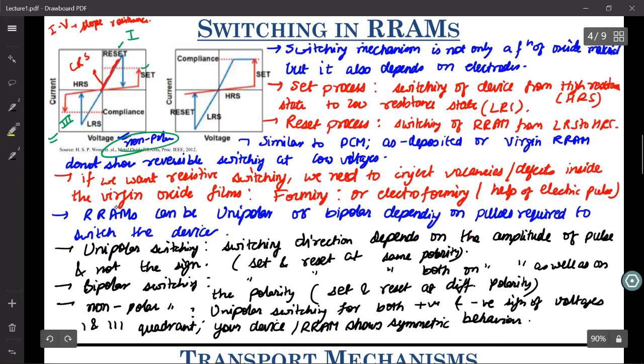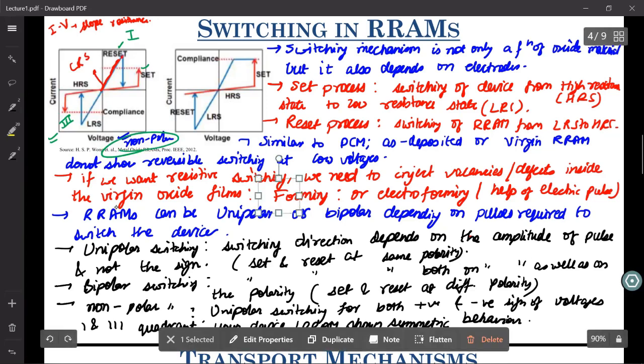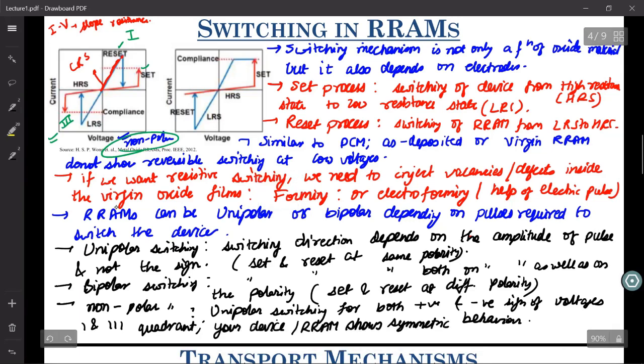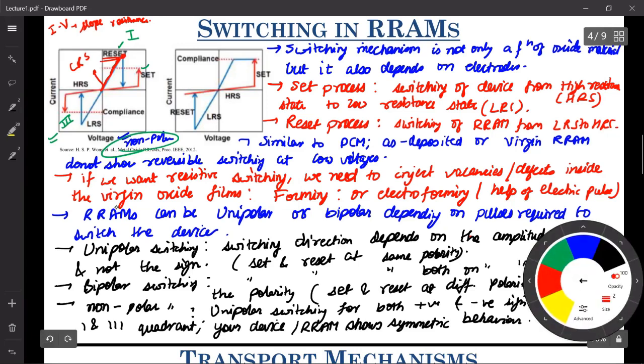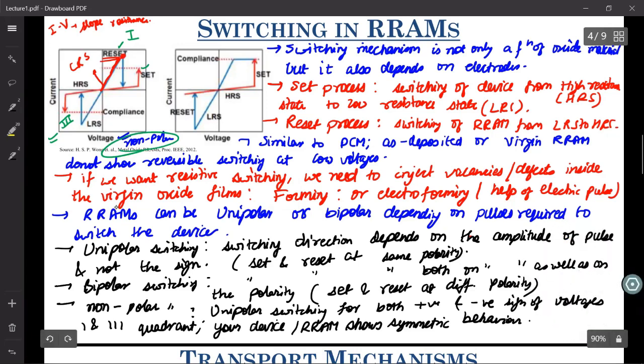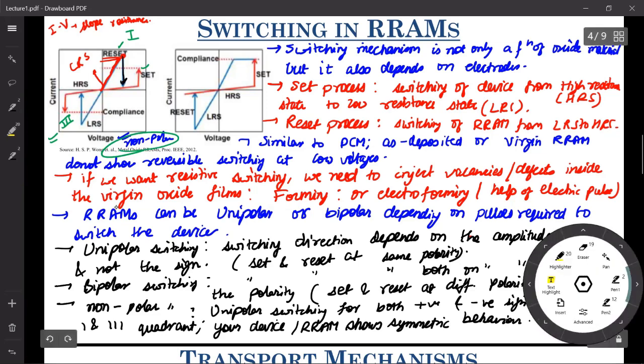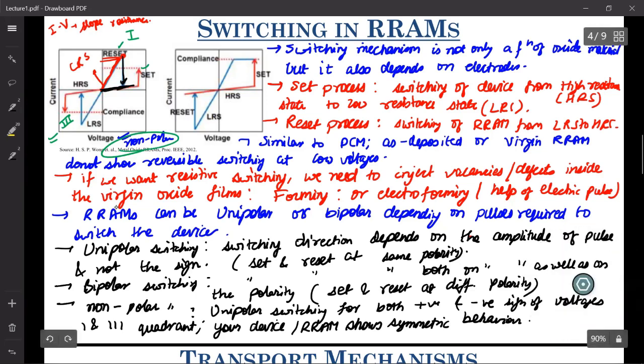And now what you do is you apply a positive voltage, and for a particular amount of voltage, the device conductance suddenly drops, or the device resistance suddenly increases. So when it reaches this voltage, which is called the reset voltage, the device resistance suddenly increases, or the device conductance suddenly drops, and it reaches what is called HRS. How do you ensure that this is your HRS? Because its slope is pretty low, so its conductance is very low, and as such its resistance is very high.